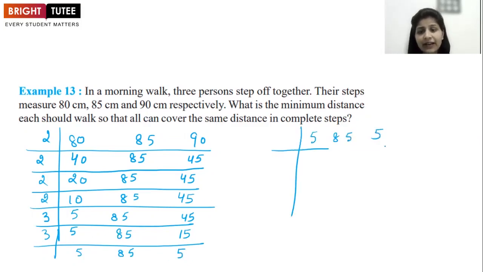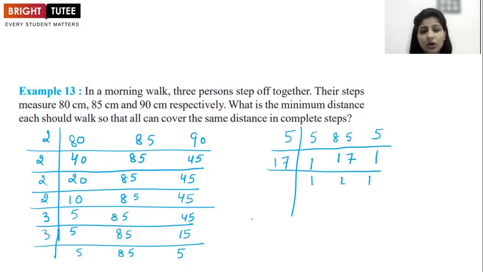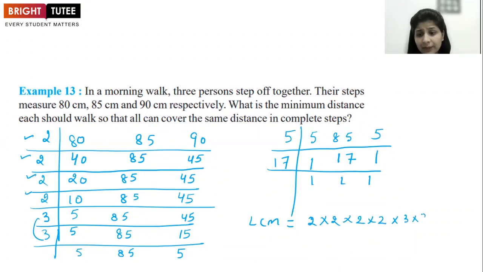So now I can divide it by 5. 5 ones are 5. 5 ones are 5. 5 sevens are 35 and 5 ones are 5. So the last number that we will take as the prime number is 17. So LCM would be equal to 2 is coming how many times? 1, 2, 3, 4. So I'll write it 4 times. Okay. 2 into 2 into 2 into 2, 4 times. Then 3 into 3, 2 times. Okay. And 5 and 17.